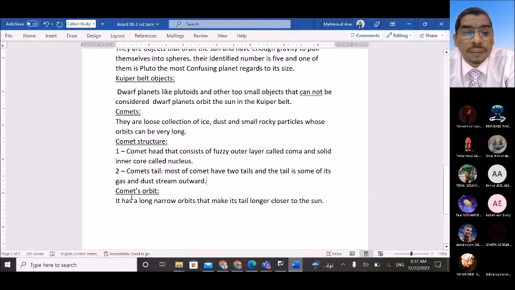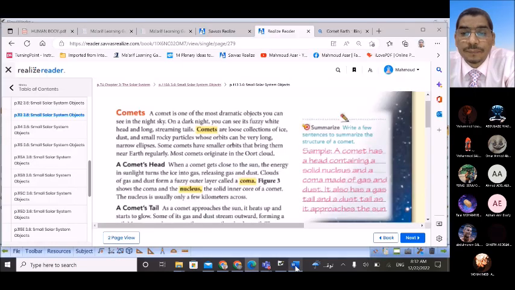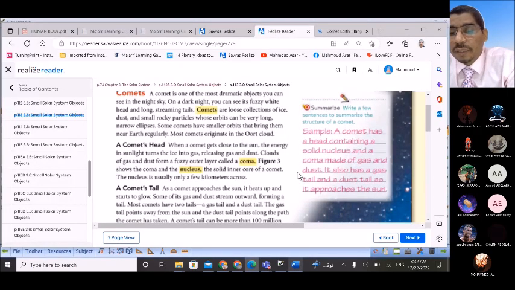And the last point in this lesson is the comet's orbit, and it has a long, narrow orbit around the sun. Long, narrow orbit around the sun. So it rotates around the sun the same as the planets do, right? Thank you. Take one minute now to finish this answer in your book, please, everyone.